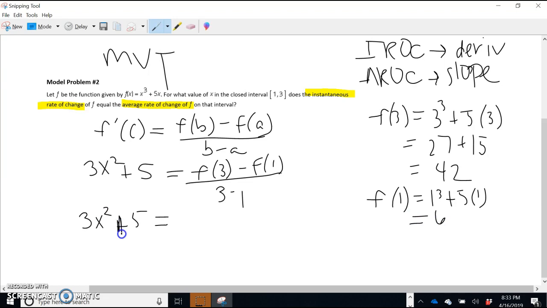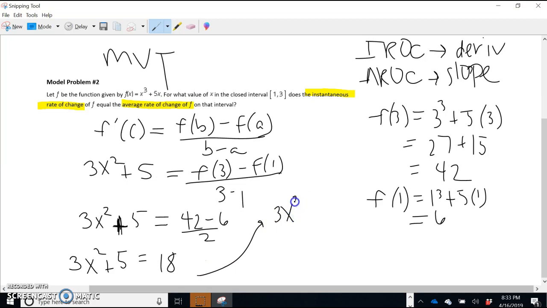So what I'm trying to figure out right now is when 3x squared plus 5 will equal 42 minus 6 over 2. So when will 3x squared plus 5 equal 42 minus 6? I think that's 36. 36 over 2 is 18. So let me keep solving here. That means 3x squared needs to equal 13 if I move the 5 to the other side.